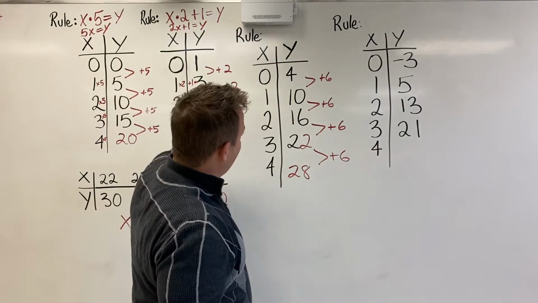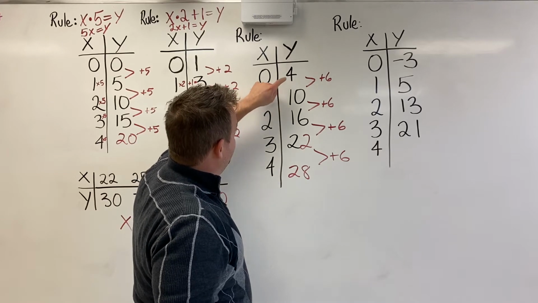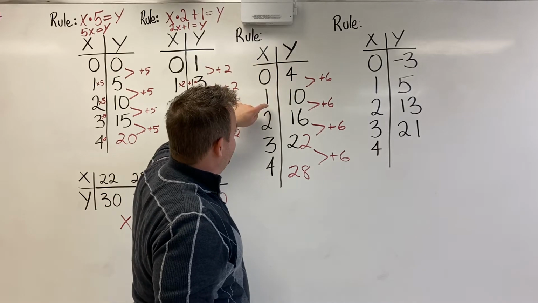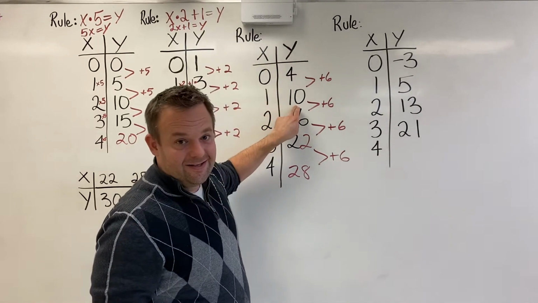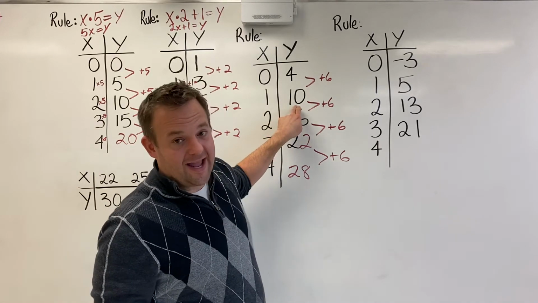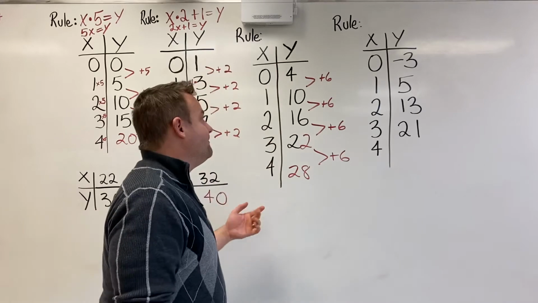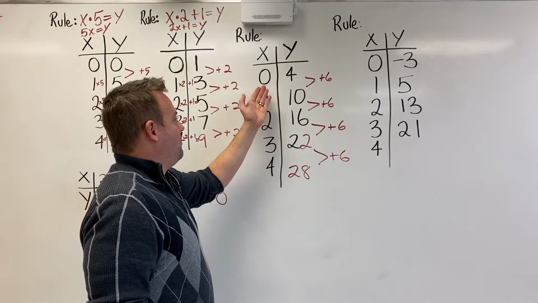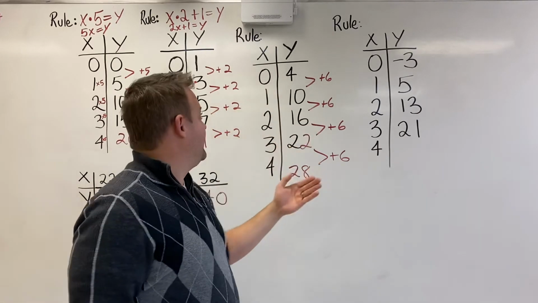Watch this. You think 0 plus 4 is 4, so x plus 4 equals y? But what about 1 plus 4 is 5, not 10? You see? So it's not adding. Now you're stuck. You don't know what to do. Now we're gonna have to like multiply by something and add it. And it could be a number of different things.